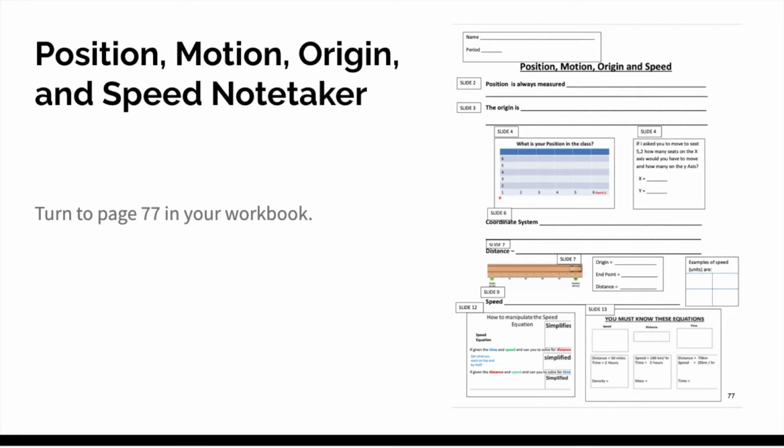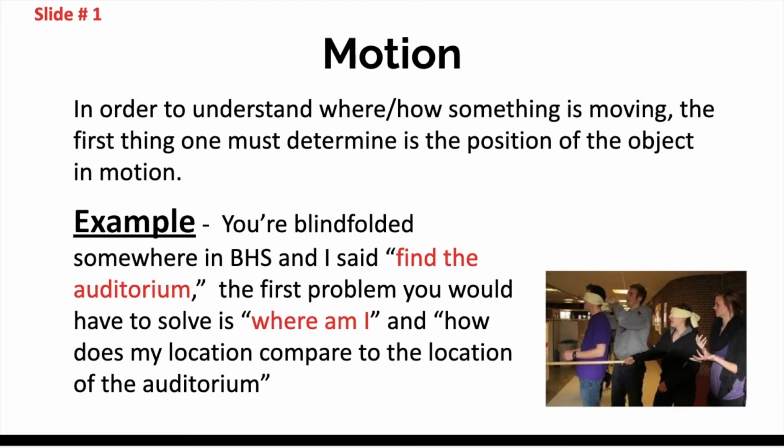We're going to do a video lecture today since I am absent and out of class. So if you have not already done so, will you please turn to page 77 in your workbook. There is a note taker called position, motion, origin, and speed that we are going to be going through in class today. So we get to start a new unit, which is really exciting.